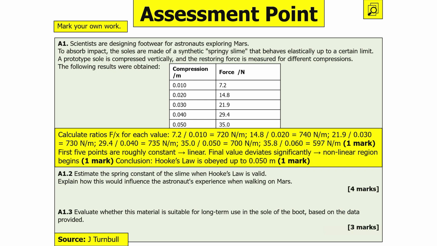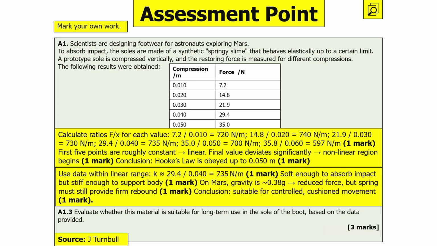So the first 5 points are roughly consistent, so you get a linear pattern, so they will be obeying Hooke's law. But the final value deviates significantly, indicating you've got a non-linear region. So the conclusion is that Hooke's law is obeyed up to 0.050 meters. Now, using the data within the linear range, we can see that the spring constant is about 735 newtons per meter. That's soft enough to absorb the impact, but stiff enough to support the body.